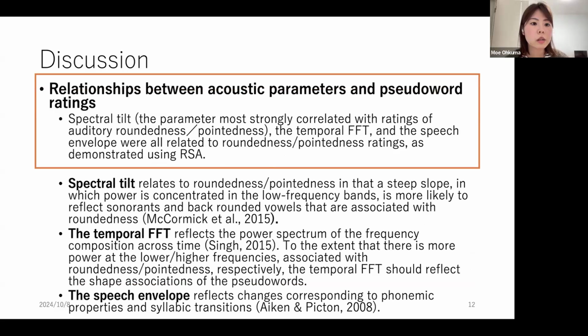Discussion part 2 is the relationship between acoustic parameters and pseudoword ratings. They said spectral tilt, the temporal FFT, and the speech envelope were all related to roundness and pointedness ratings, as demonstrated using RSA.